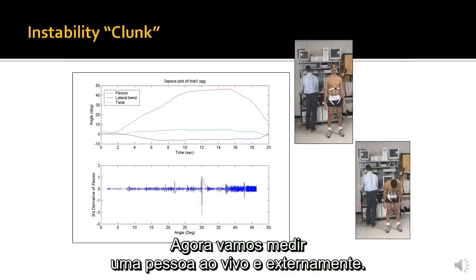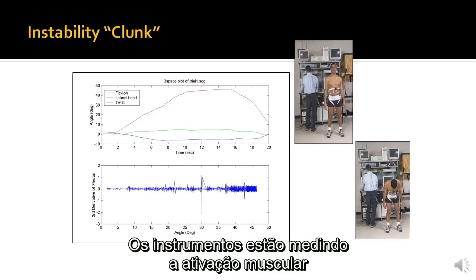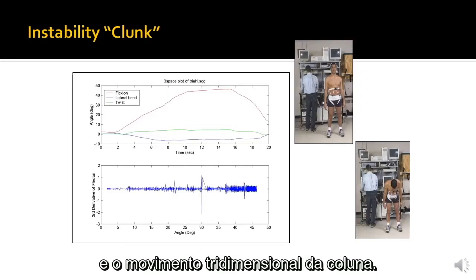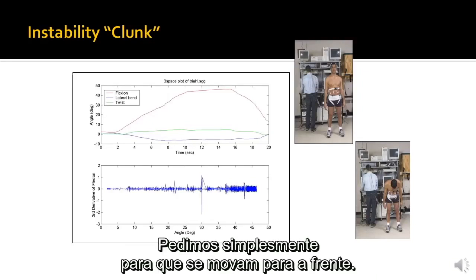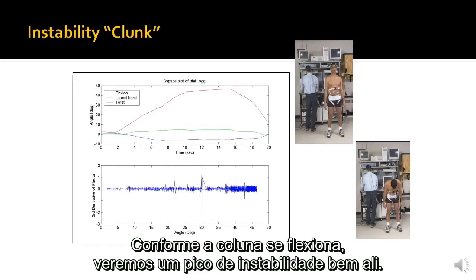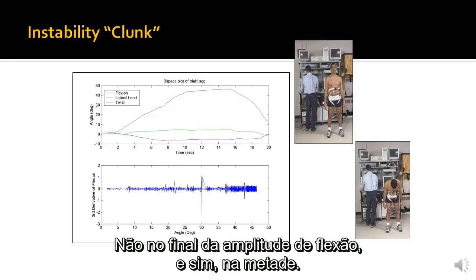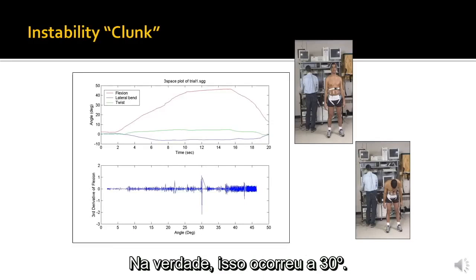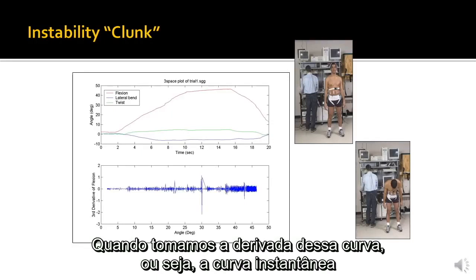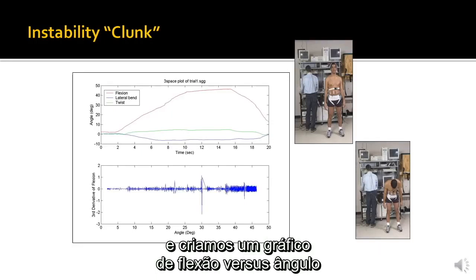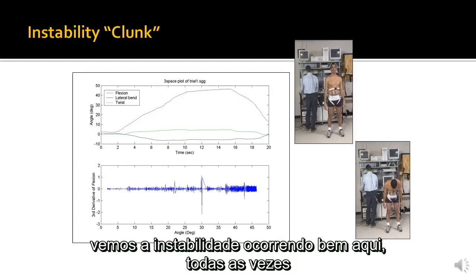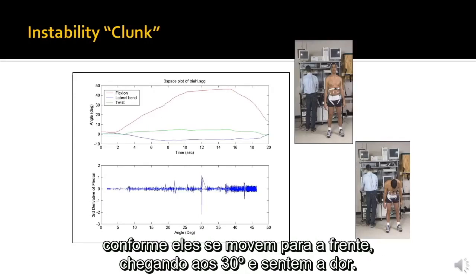So now let's measure a live person externally. Our instrumentation is measuring muscle activation and the three-dimensional motion of the spine, and we ask them to simply move forward. As the spine is flexing, you'll see a little instability catch right there. Not at the end range of flexion, but halfway through. In fact, this occurred at 30 degrees. Well, when we take the derivative of that, or the instantaneous slope, and plot it as a function of flexion angle, we see there is the instability occurring every time as they move forward through 30 degrees and experience that shot of pain.